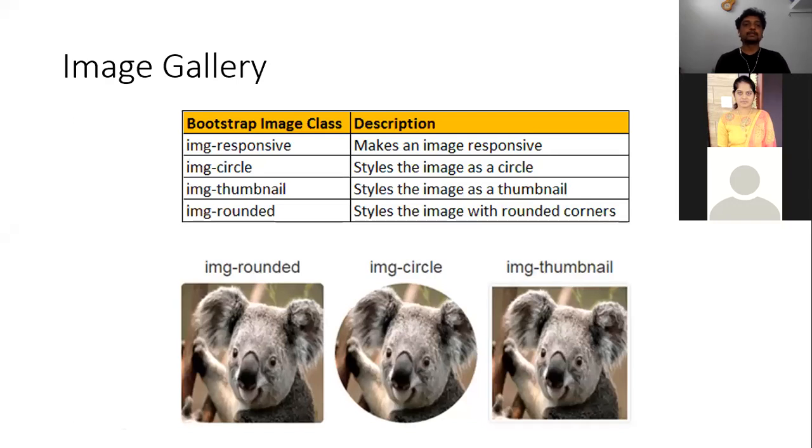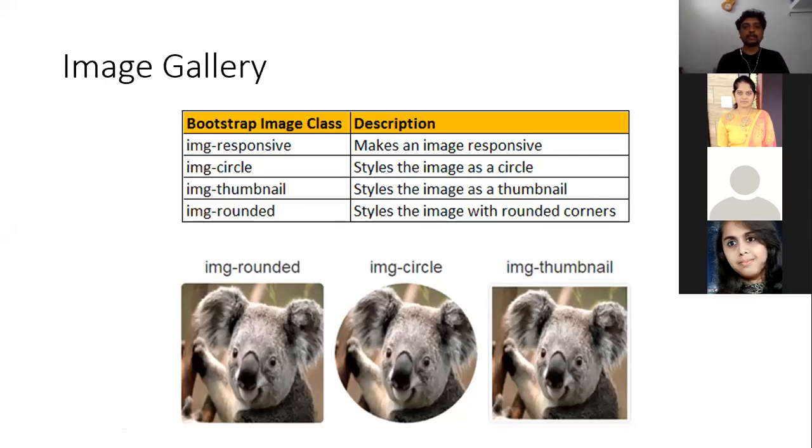Bootstrap supports four different classes for creating image galleries. One we already worked on, that is image responsive. The rest of the classes are image circle, image thumbnail, and image rounded. These are the different classes supported by Bootstrap while creating the image gallery.